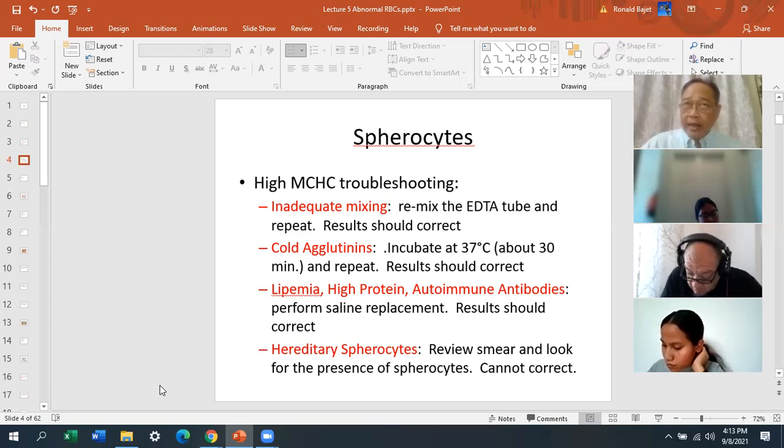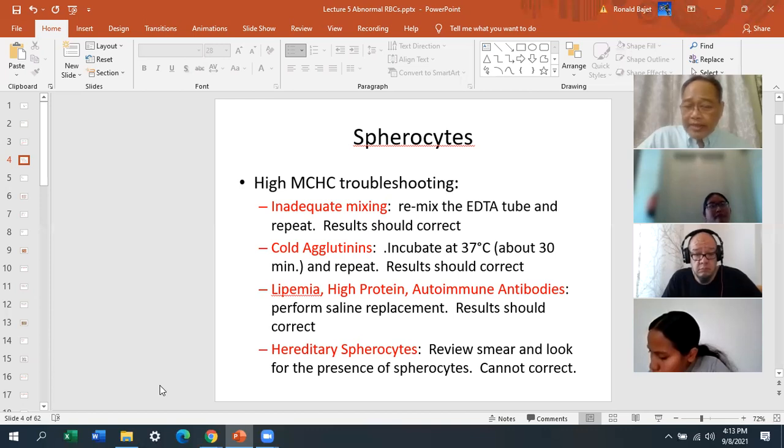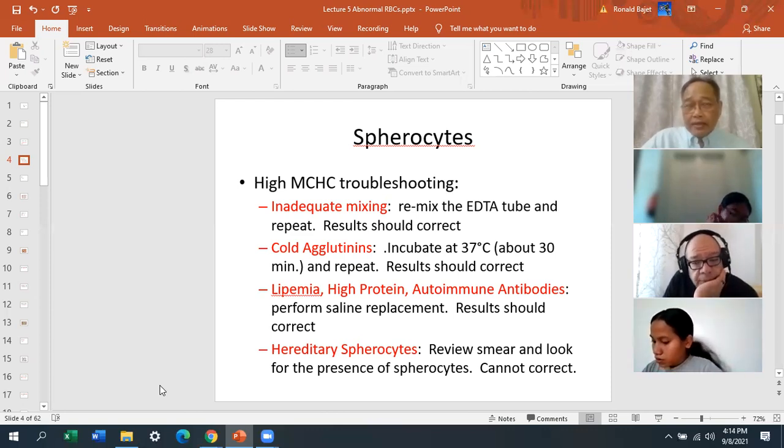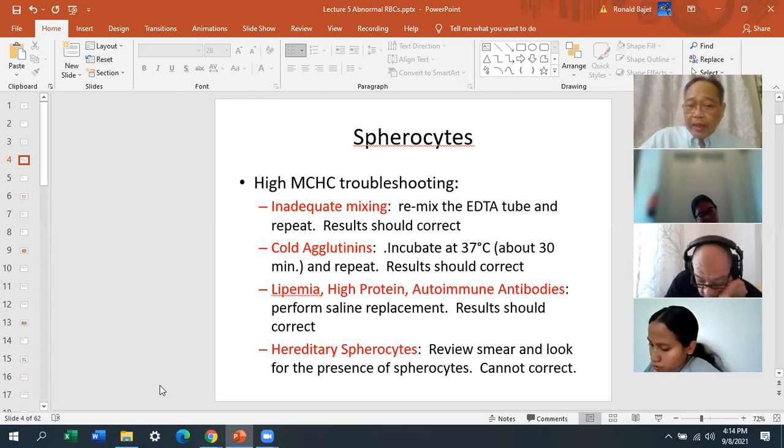If you spin it down and you see a white milky substance in the plasma, those are chylomicrons. That is a lipemic specimen. The color of plasma is usually a light yellow, and it's not amber. It's a light yellow, and it's clear. That's normal. If it's lipemic, that means the plasma looks like milk.